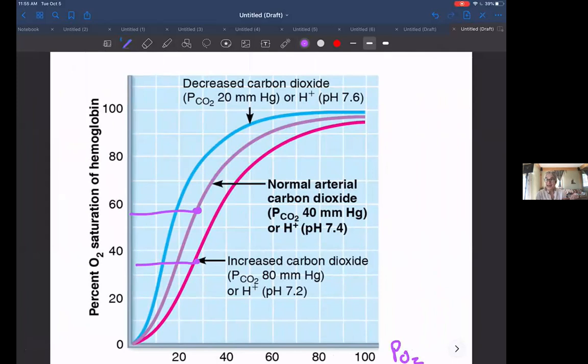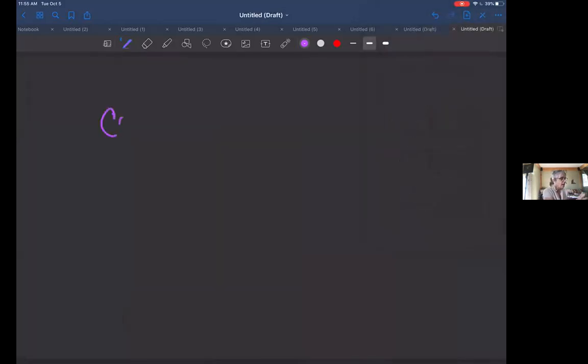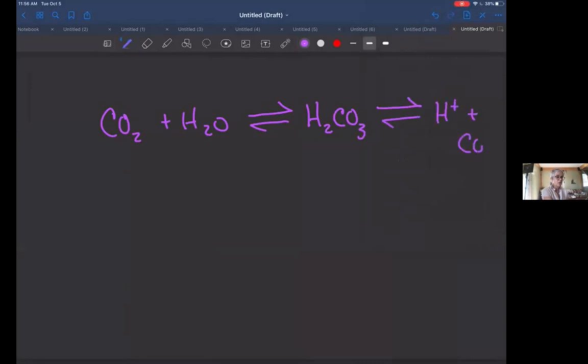How does this relate to pH? How does the level of CO2 relate to pH? When carbon dioxide as a gas gets dissolved in water, this chemical reaction occurs in two directions. We have H2CO3, which dissociates into H+ plus HCO3-. If we look at this chemical reaction, this is carbonic acid. It is a weak acid, so it dissociates a little bit.